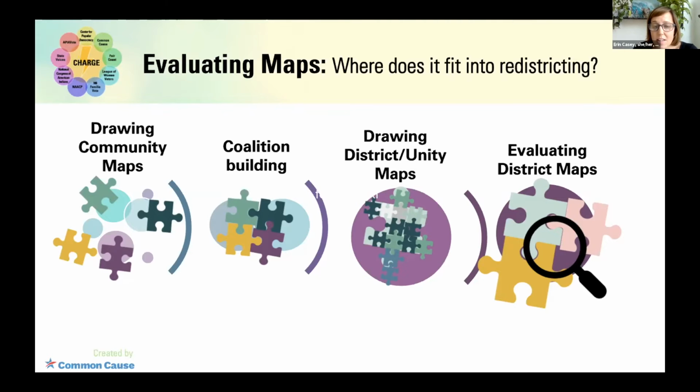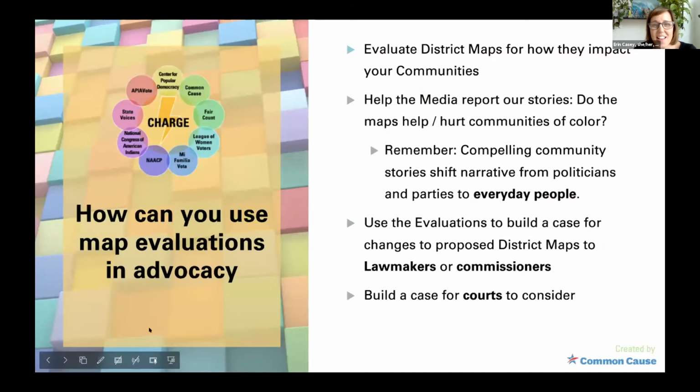On the next slide, I want to talk a little bit about how you can use these evaluations in advocacy. And there will be an opportunity between when the draft maps are released at a state or local level and the final vote, where your organization and coalition can still have influence on the final maps. You can use your analysis to give feedback on the draft maps during public testimony and during individual meetings with the decision makers. This allows you to make the case for how to improve maps.